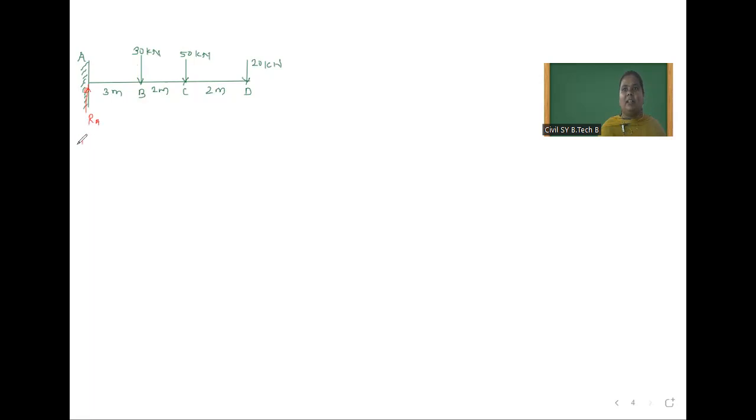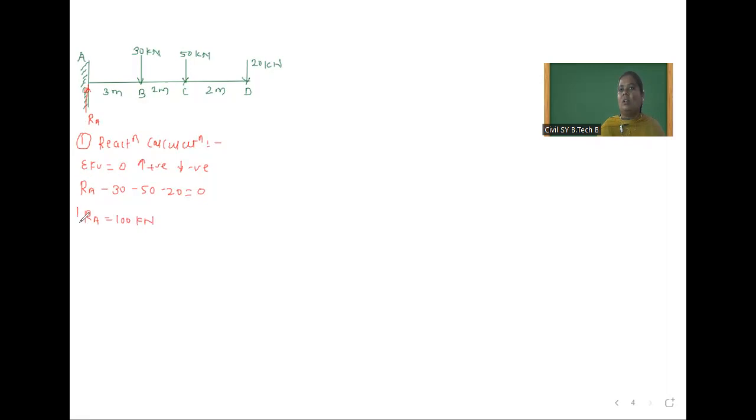So simultaneously I will calculate here. Reaction calculation. First, summation FV equal to 0. Upward forces we will consider positive, downward forces negative. So RA going upward, then 30 kilonewton downward, minus 50 kilonewton downward, minus 20 kilonewton downward, equal to 0. We shift minus 30, minus 50 and minus 20, so 100 to the right side. So RA equals 100 kilonewton.